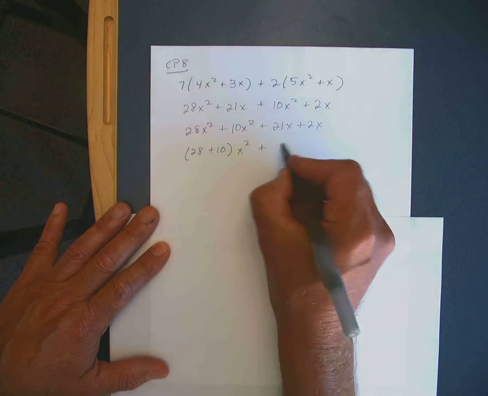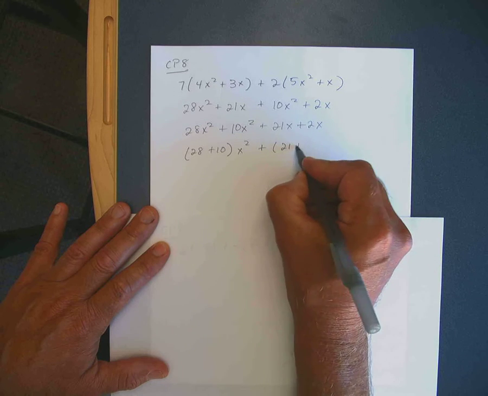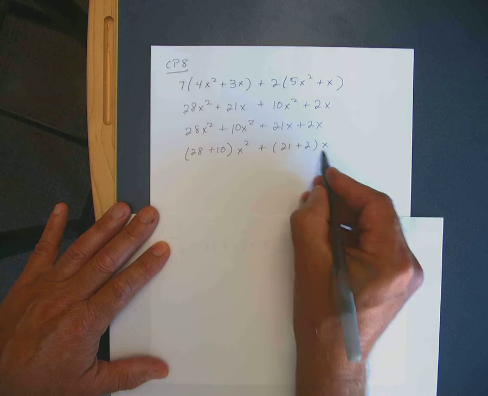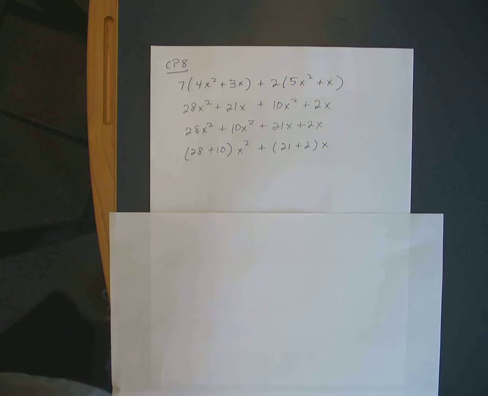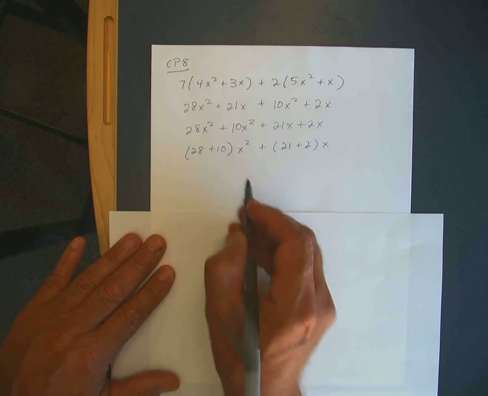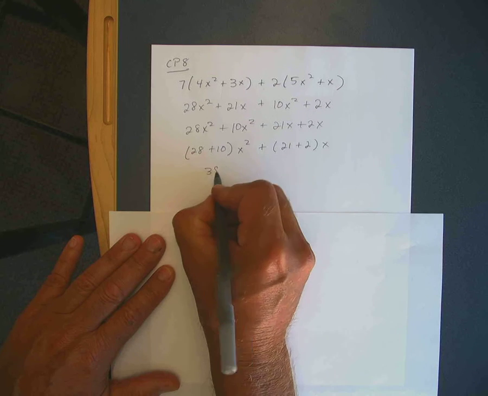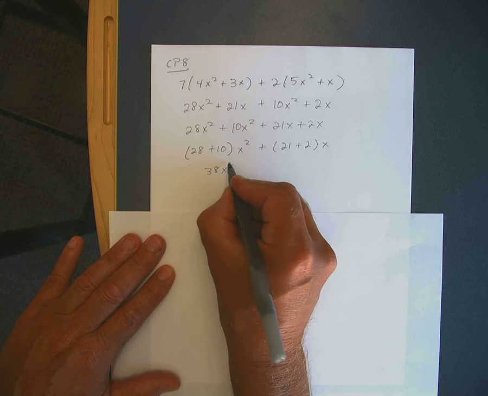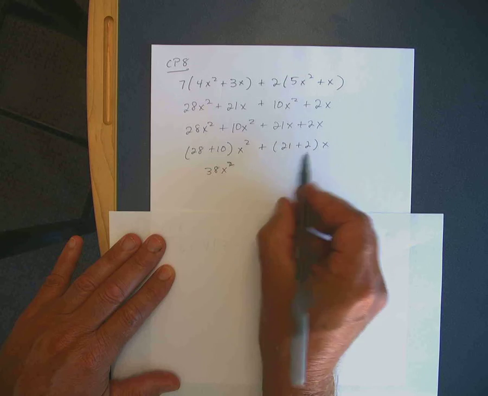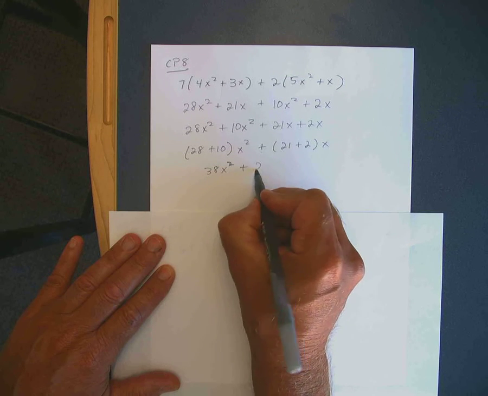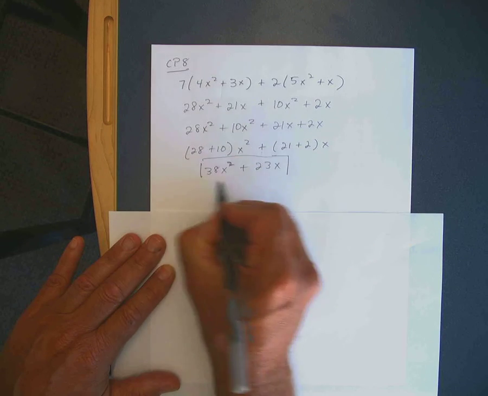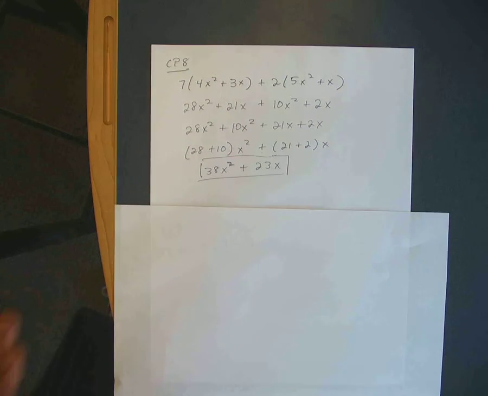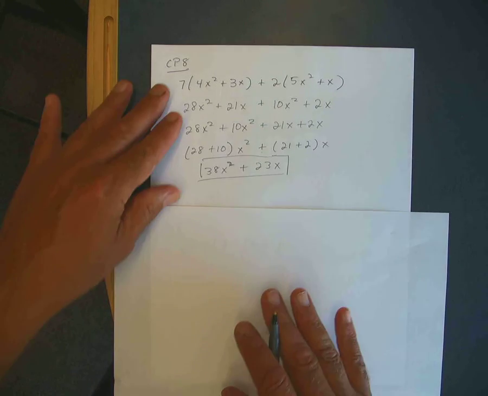We can do the same thing over here. 21 plus 2 in parentheses times x. If you multiply that back out using the distributive property, you'll get those two terms. Okay, now we have 28 plus 10 is 38, x squared, and 21 plus 2 is 23. We have plus 23x. So that would be simplified as far as you could go. These terms are not like terms, and so that's as simplified as we can make it.